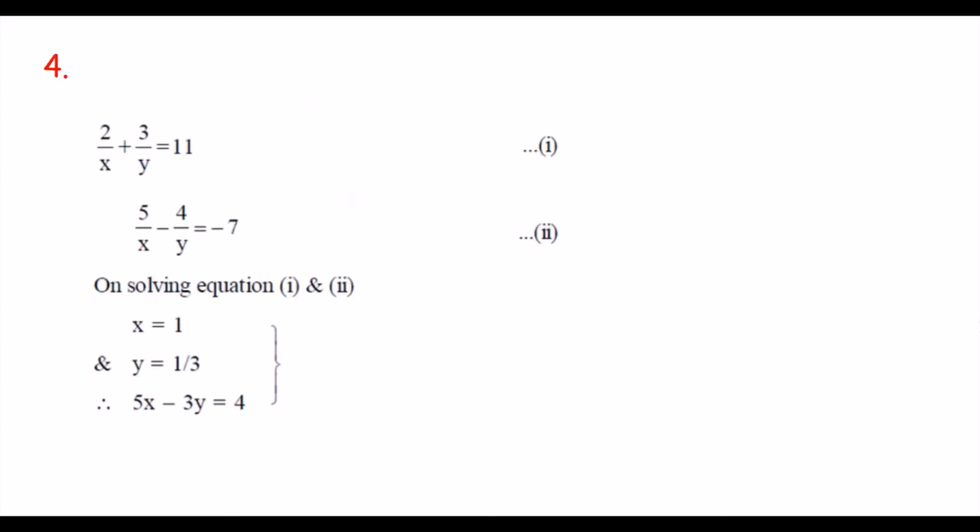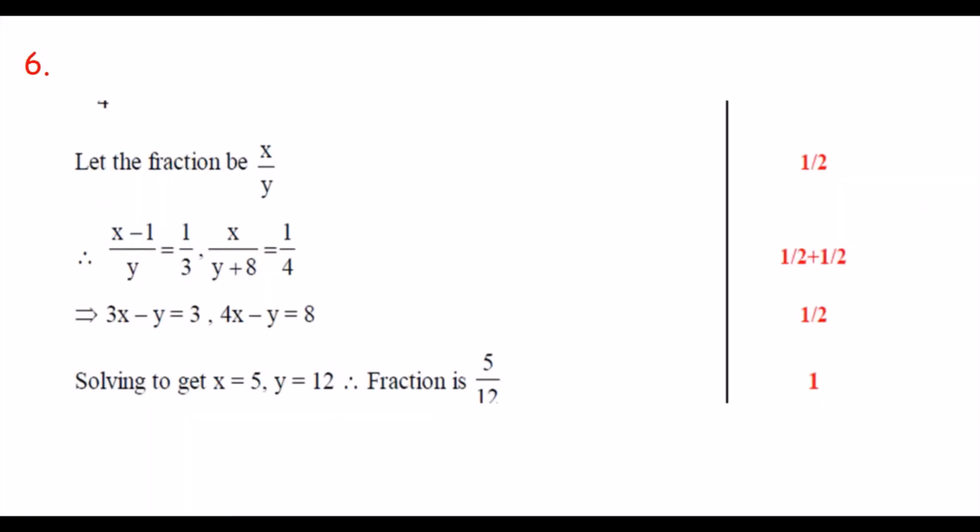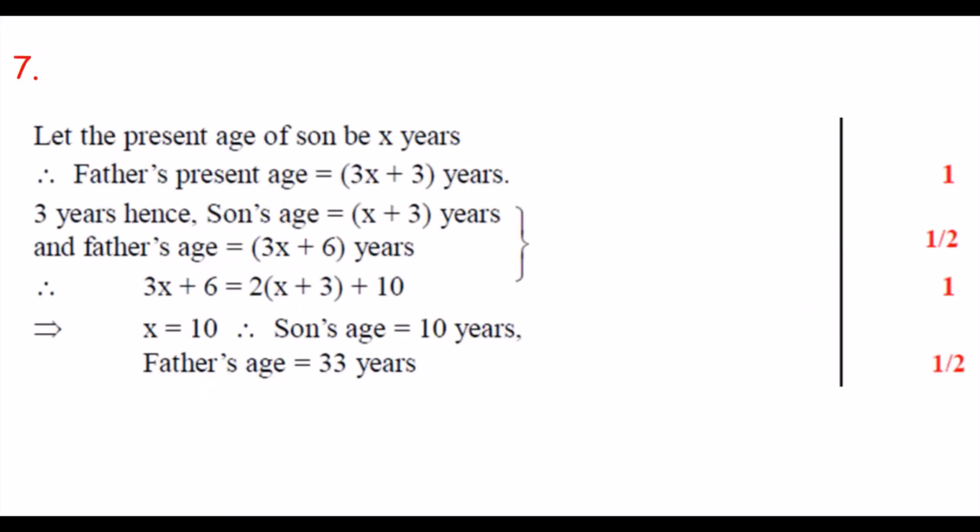Now the solution is x is equal to 1 and y is equal to 1 by 3, and the value of 5x minus 3y you will get as 4. And the fixed charge and charge per kilometer is given, and the fraction is 5 by 12, and the ages: father's age 33 years and son's age 10 years.